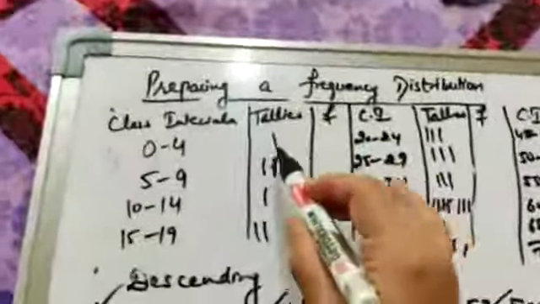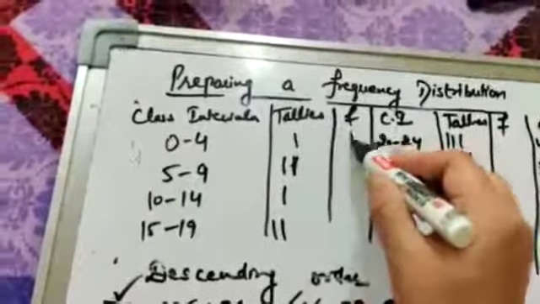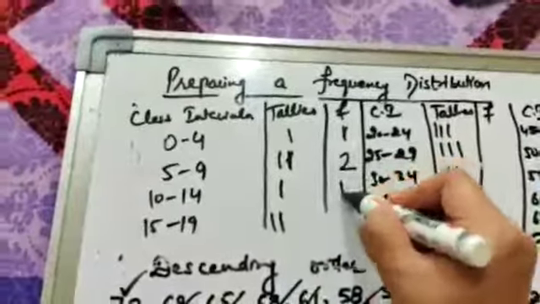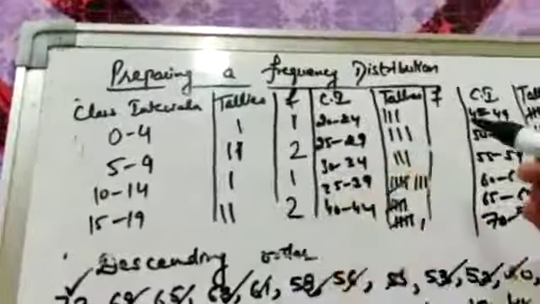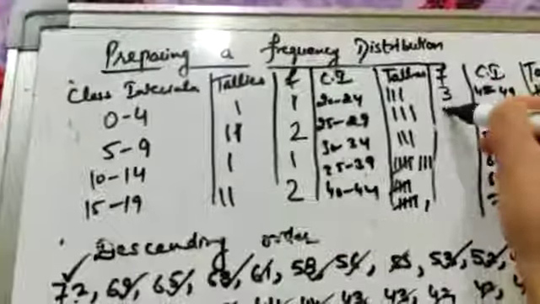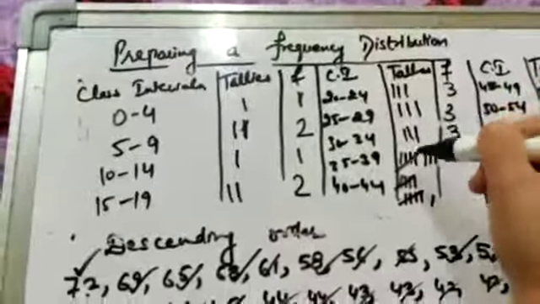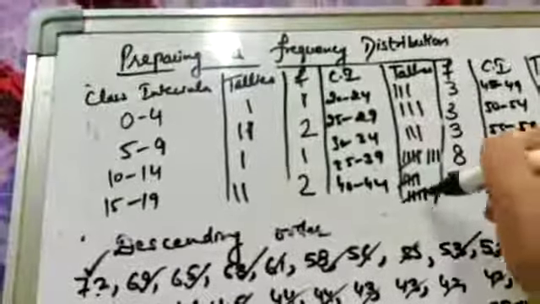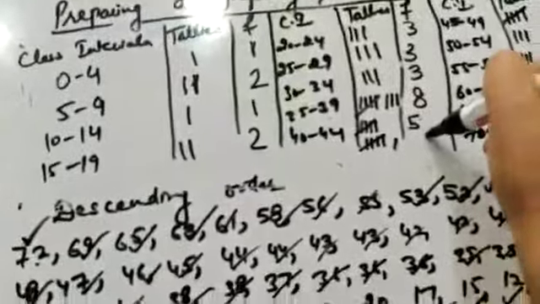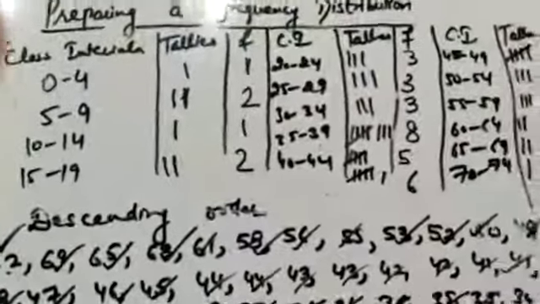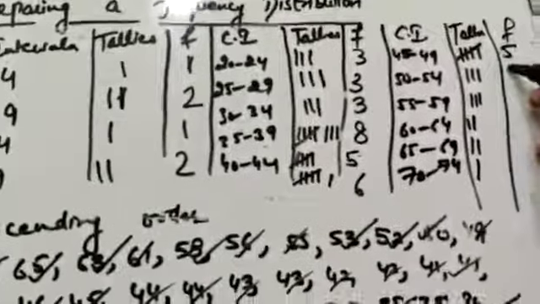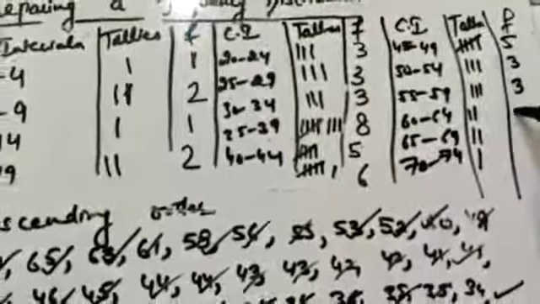Now convert these tallies into frequencies. It will be written in numeric form as 1, 2, 1, 2, 3, 3, 3, 5 or 3, 8, 5 and 6, 5, 3, 3, 2, 2, 1.